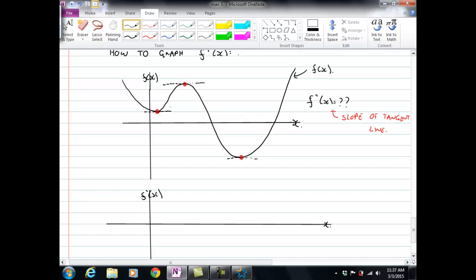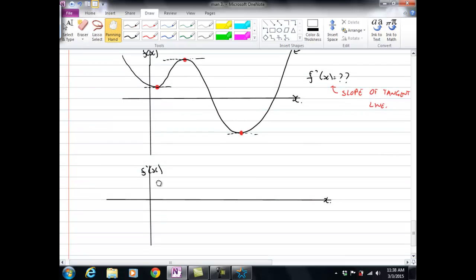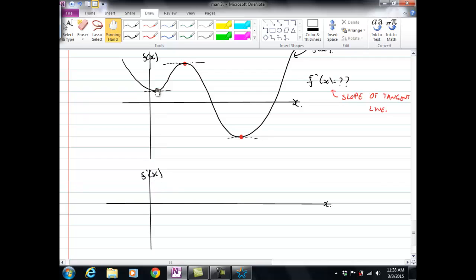Now, here comes a tricky part. We're going to take this concept and apply it to my f prime. So watch what I'm going to do. I'm going to convert it directly, drop right down. So the value of this point is now here. I want you to put a red dot here, because on f prime, that's where 0 is. That's where the slope equals 0.